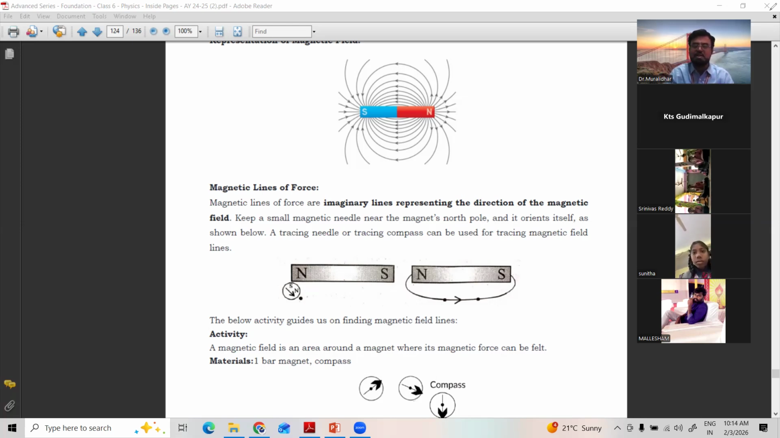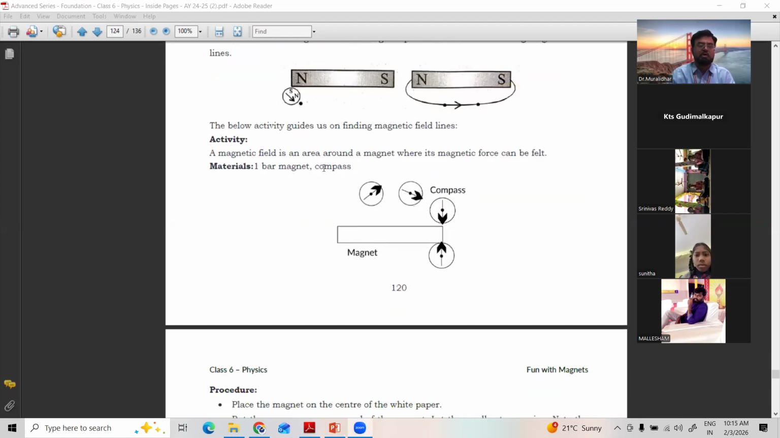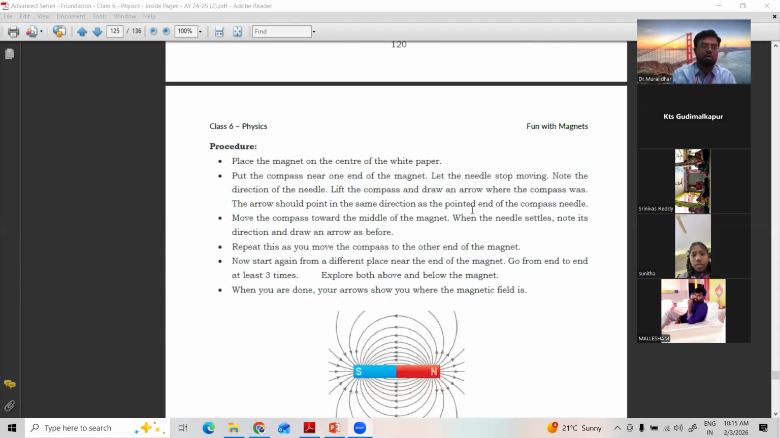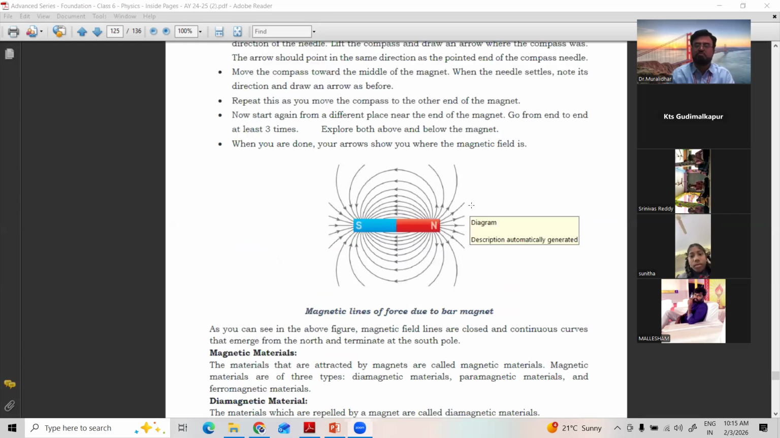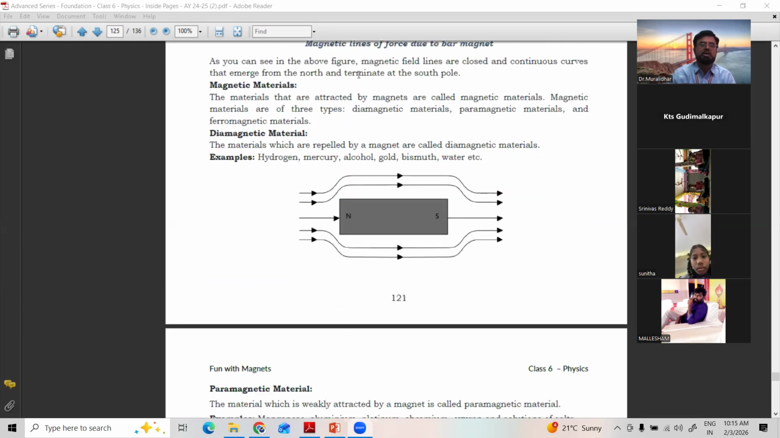That clearly indicates how magnetic lines can be drawn and what is the strength of the magnetic field, or what is the strength of a magnet. Right? So that can be drawn here. What I told you, like this you can draw by using a small compass. This is all the procedure that I told. Right? So that is about the magnetic lines of force.